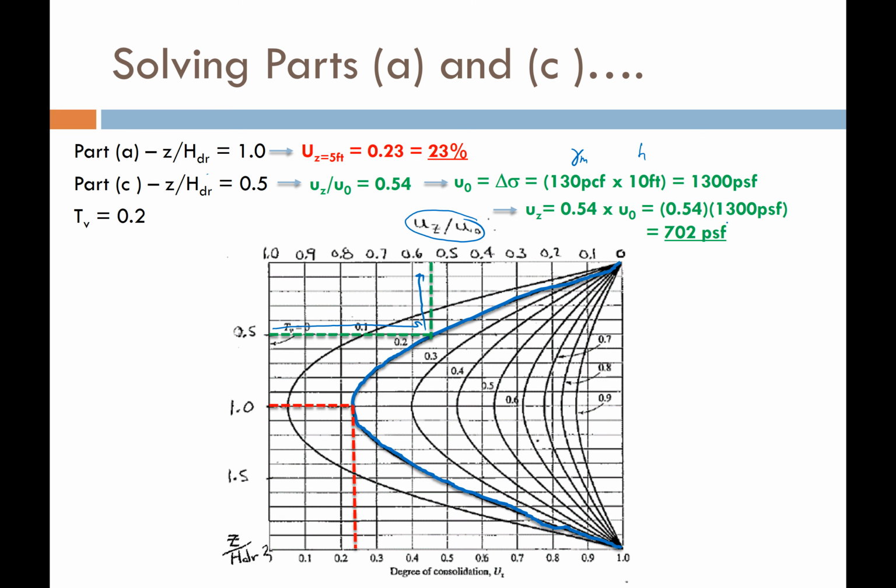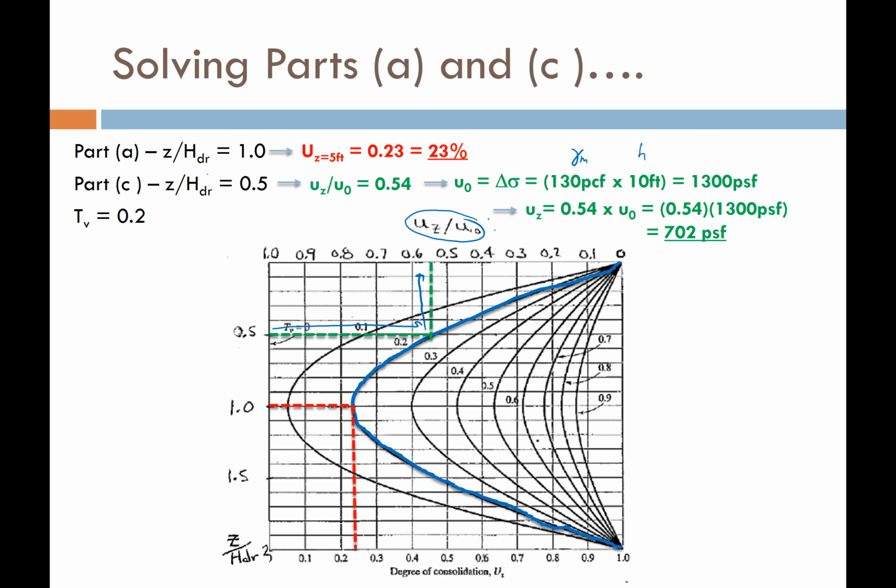So I would expect at 5 years, at a depth of 12.5 feet down into my clay layer, that my excess pore pressure is 702 psf. That means that of the 1,300 pounds per square foot that my load is applying to that depth in the soil, the water is still taking 702 psf of it.